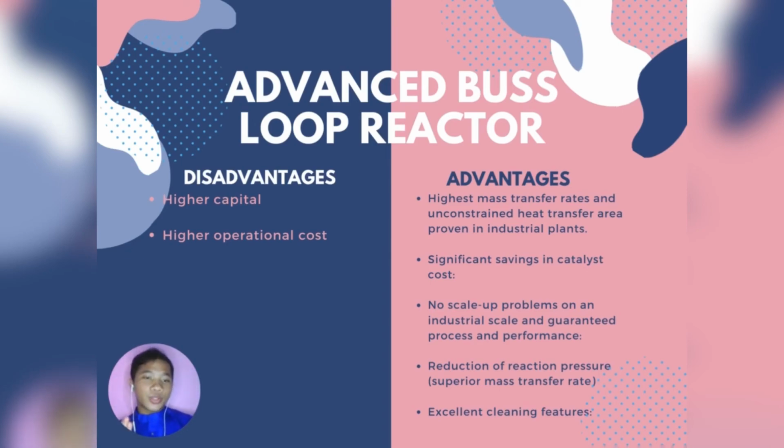This reactor also has its disadvantages, which are higher capital and higher operational cost, which means more energy. In this case, 5 kilowatts per cubic meter is used to disperse the hydrogen in the liquid, compared with a traditional stirred vessel, where the energy requirement is typically between 2 to 3 kilowatts per cubic meter.